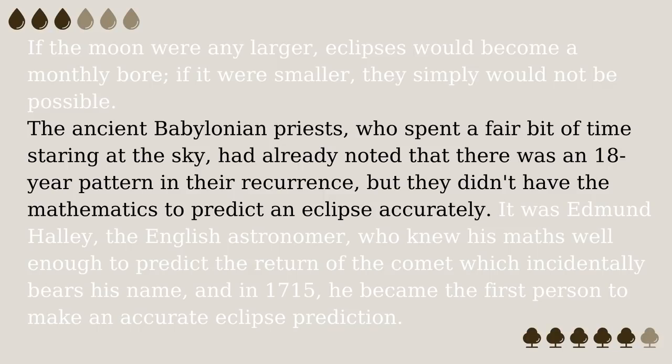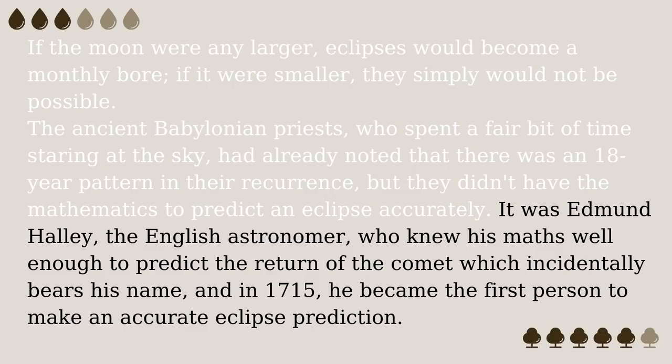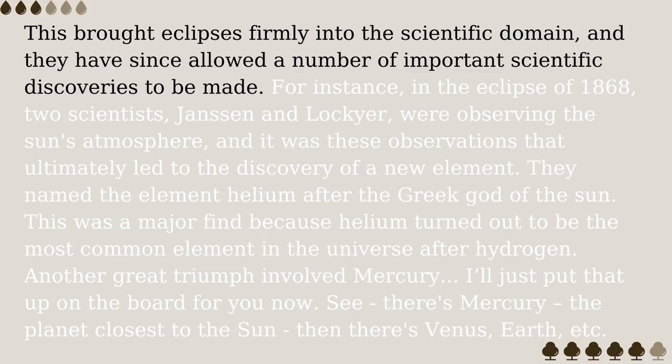The ancient Babylonian priests, who spent a fair bit of time staring at the sky, had already noted that there was an 18-year pattern in their recurrence, but they didn't have the mathematics to predict an eclipse accurately. It was Edmund Halley, the English astronomer, who knew his maths well enough to predict the return of the comet, which incidentally bears his name, and in 1715 he became the first person to make an accurate eclipse prediction. This brought eclipses firmly into the scientific domain, and they have since allowed a number of important scientific discoveries to be made.